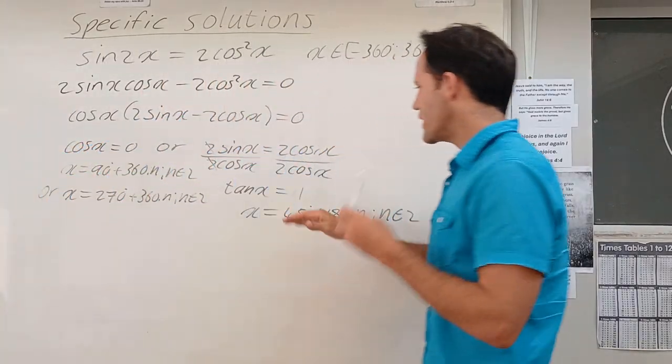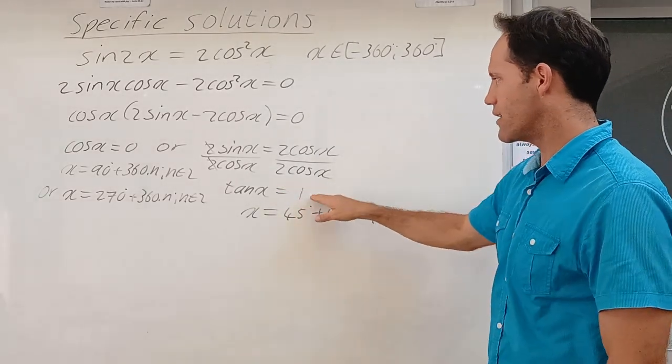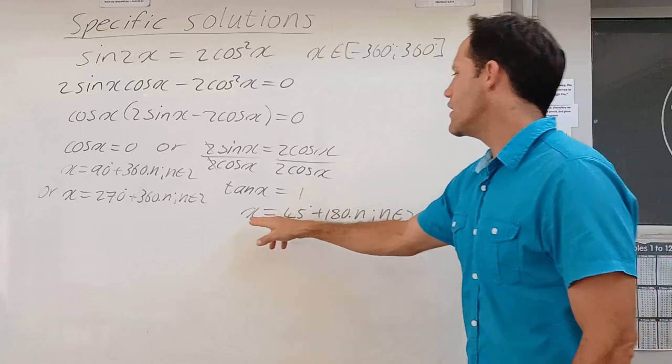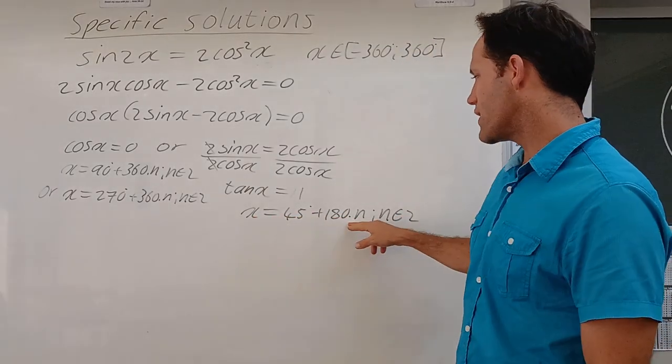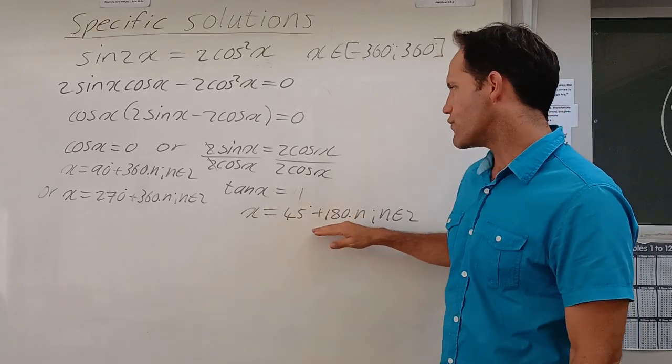Okay, so this one, let's just talk about this one, tan x equal to 1. Okay, we know tan is 1 at 45. Second function tan 1, you get 45. So x is 45 plus, remember now tan is 180, the period, not 360. Okay, so this one is fine.